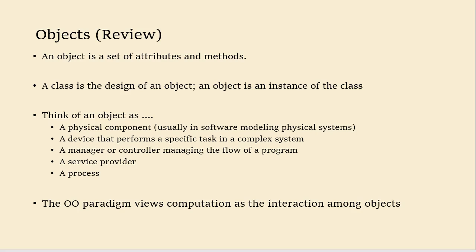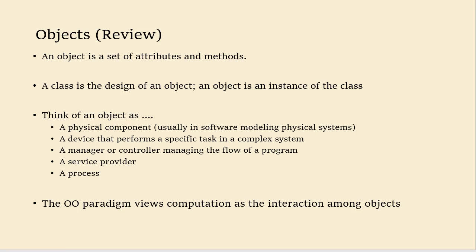Review. An object, as we know, is a set of attributes and methods. A class is a design of an object, and an object is an instance of the class. So an object is the actual thing, the class is the design. We often use those words interchangeably, but there is a distinction. You can think of an object as a physical component.